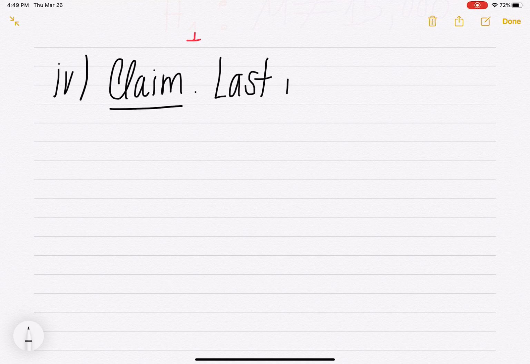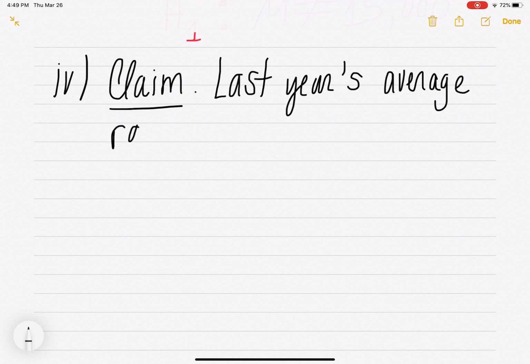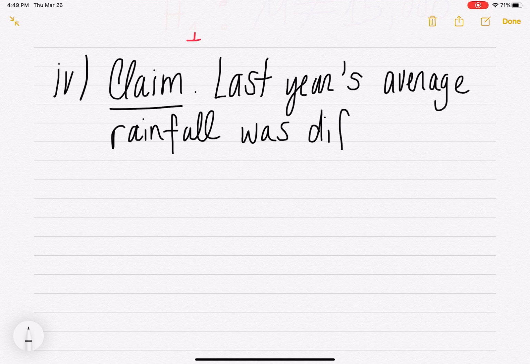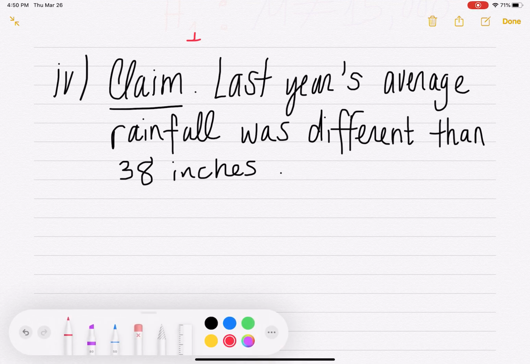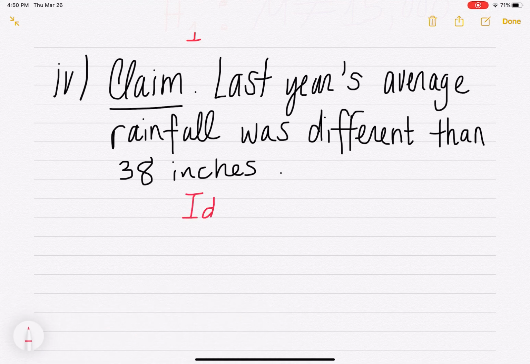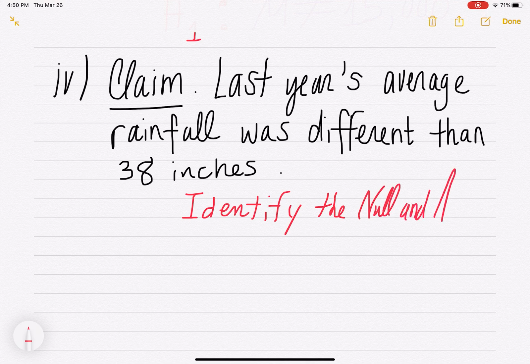Last year's average rainfall was different than 38 inches. Last year's average rainfall was different than 38 inches. Okay, so we want to set up a null hypothesis. Identify the null and alternative hypothesis.